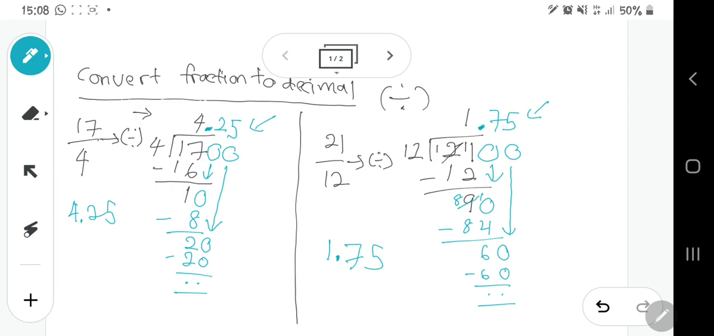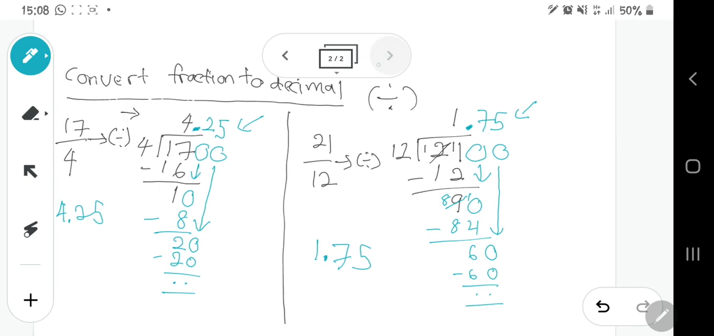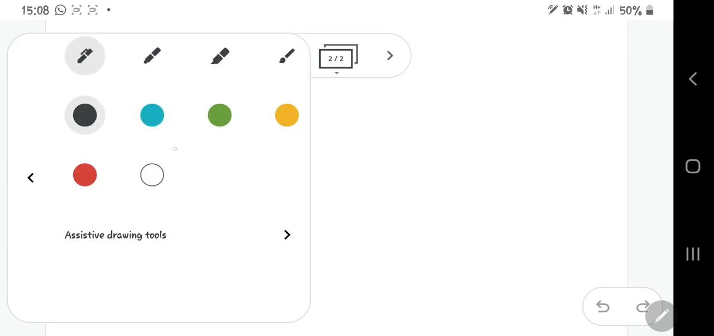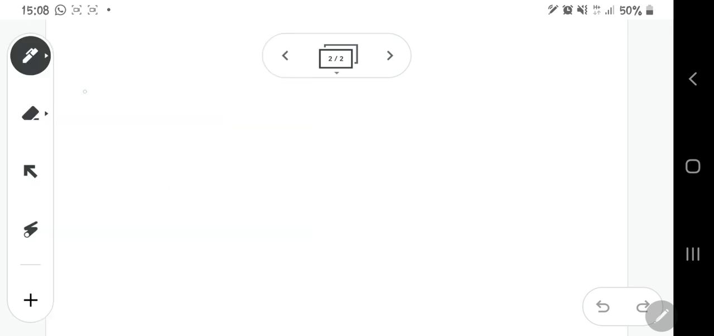Now, let's do 2 or 3 more questions so that you can get the hang of it. Okay, same topic, we're going to convert fraction to decimal.